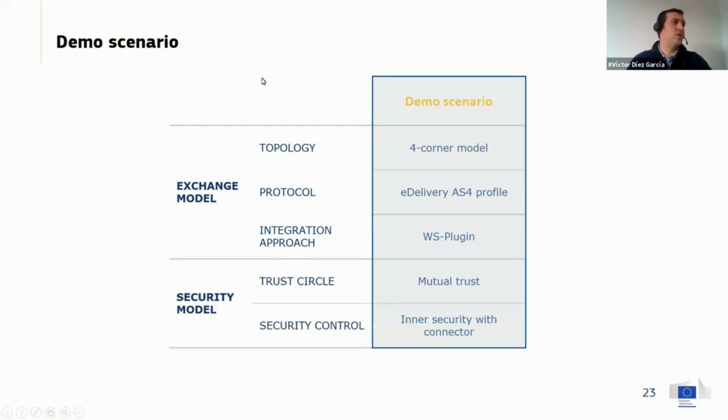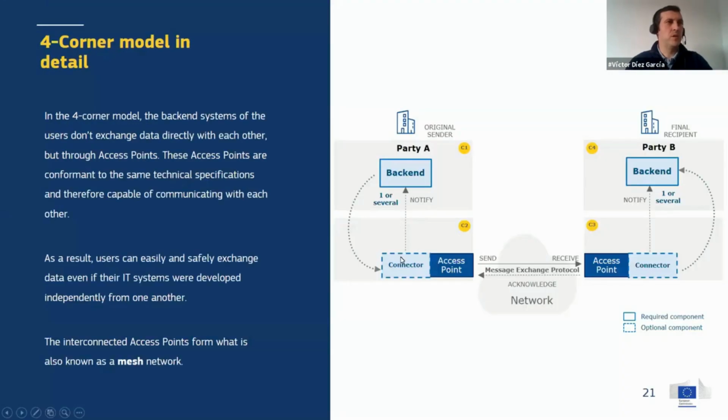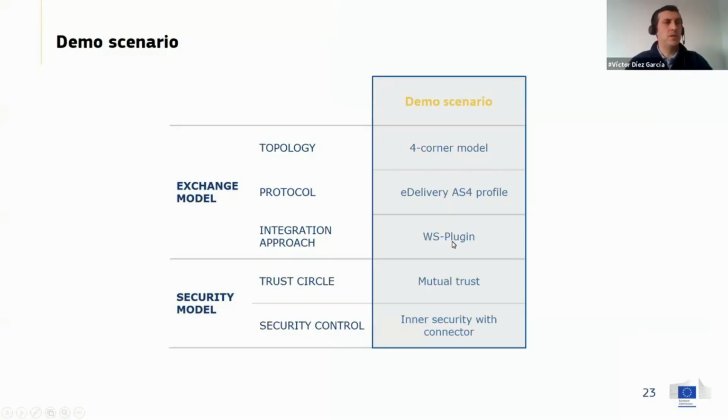The demo scenario will, of course, use the four corner model topology. The protocol for the exchange will be the eDelivery AS4 profile, which is the default used in Domibus. For the integration approach, the backend that we see here, this connector, we will be using the web service plugin. It's one of the three plugins that come by default with Domibus. If we have enough time, we will also showcase the file system plugin.